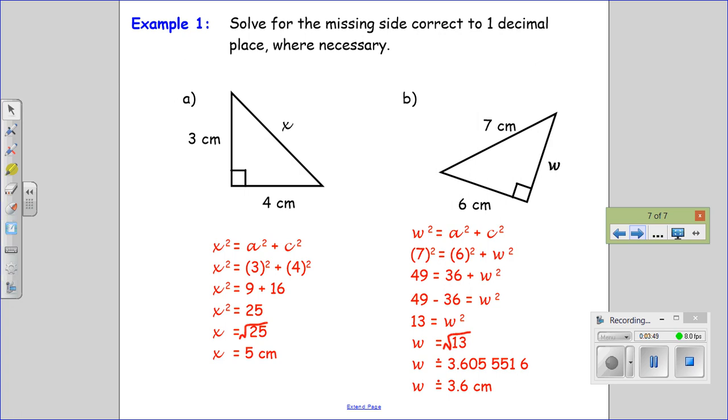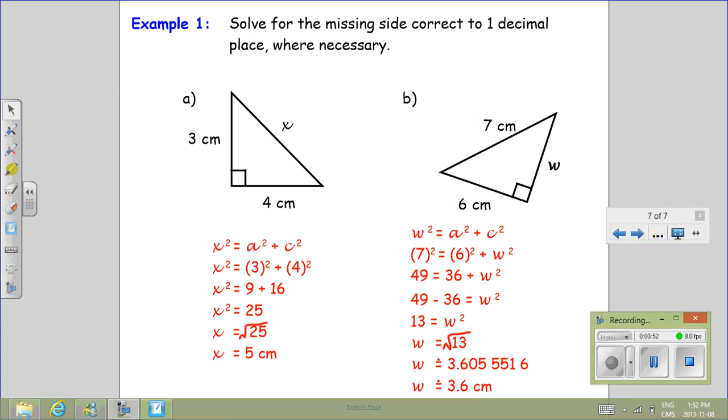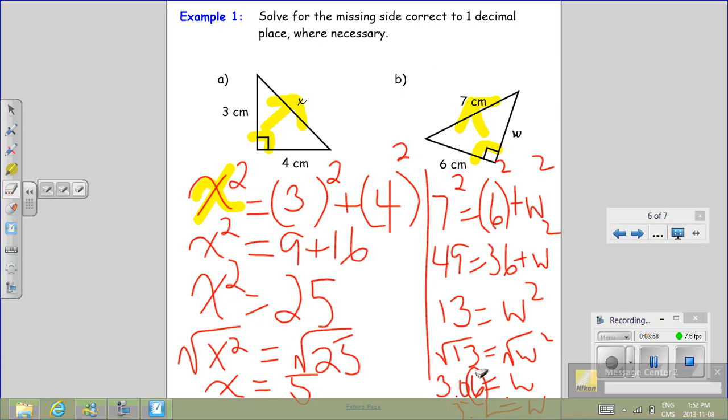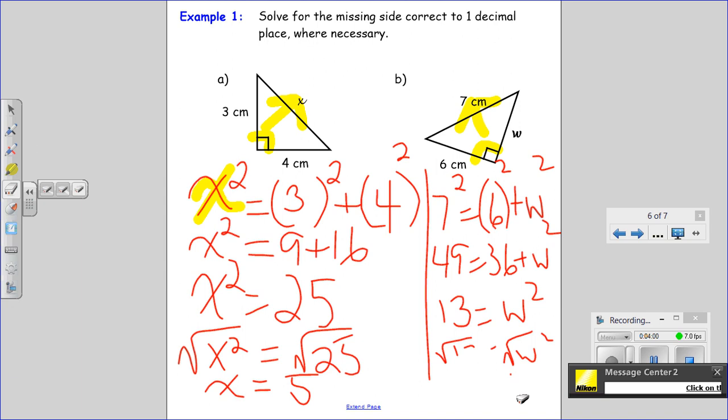Oh, sorry, I copied the decimal answer wrong onto the screen before. So let's just go back, fix that up. That should have been 3.60. So it's about 3.6.